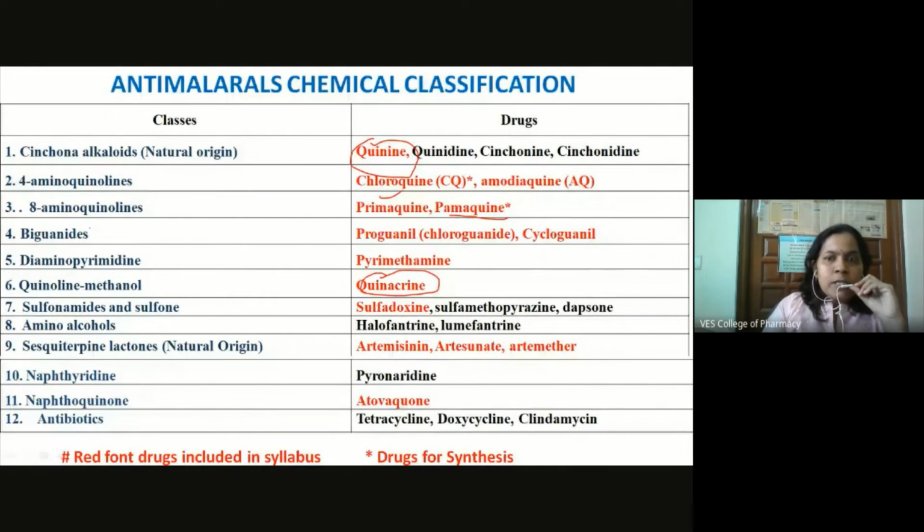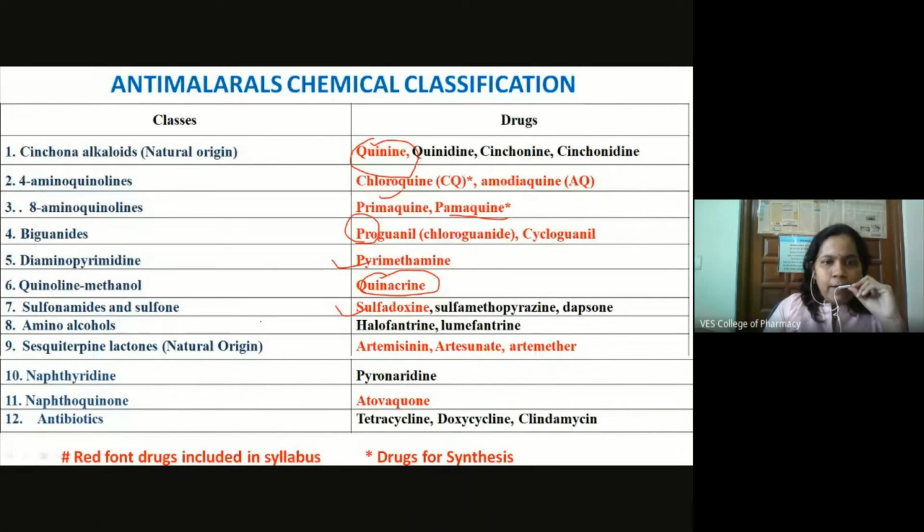And of course, other classes are important as well. For example, the biguanides, in which there is proguanil, also called chloroguanide, and cycloguanil. So proguanil is the prodrug and cycloguanil is its active metabolite. Then we will talk about the diaminopyrimidine, that is pyrimethamine, which is a very well-known DHFR inhibitor. So it is going to interfere with folic acid synthesis in the Plasmodium species. Among sulfonamides and sulfones, we will focus only on sulfadoxine as such.